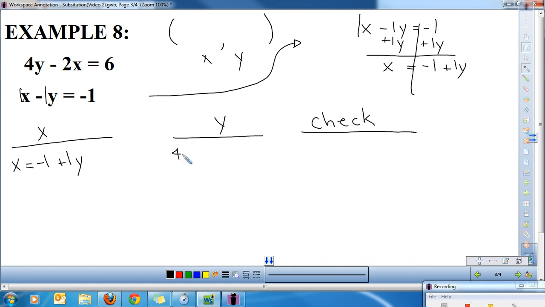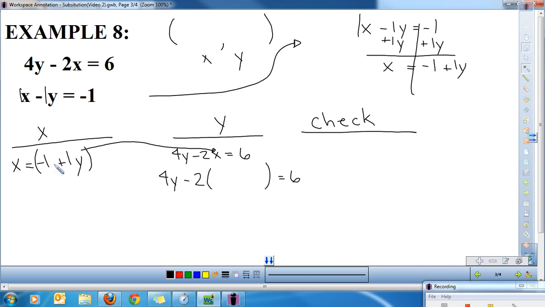I'm going to rewrite my other equation here: 4y minus 2x equals 6. Alright, so I have this. This whole thing equals x. I'm going to put this whole thing in for x. So that's going to look like 4y minus 2, big parentheses, equals 6.